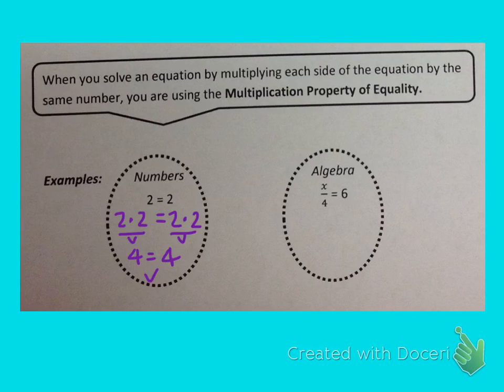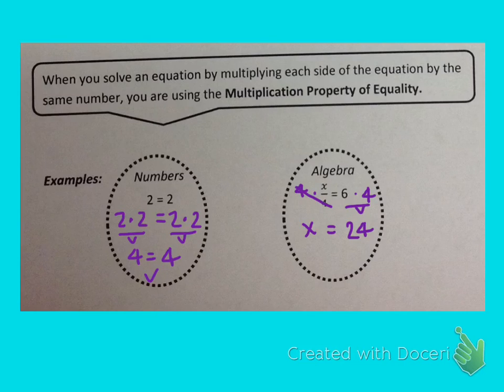Let's look at this with an algebraic equation. So we have x over 4 equals 6. Remember that x over 4 is the same thing as x divided by 4. So if I want to multiply x over 4 by 4, then I will multiply 6 by 4 as well. And the reason that I would multiply x over 4 by 4 is to get that x by itself, because x divided by 4 times 4 is just x. So I have x equals, and then whatever 6 times 4 is, which is 24.